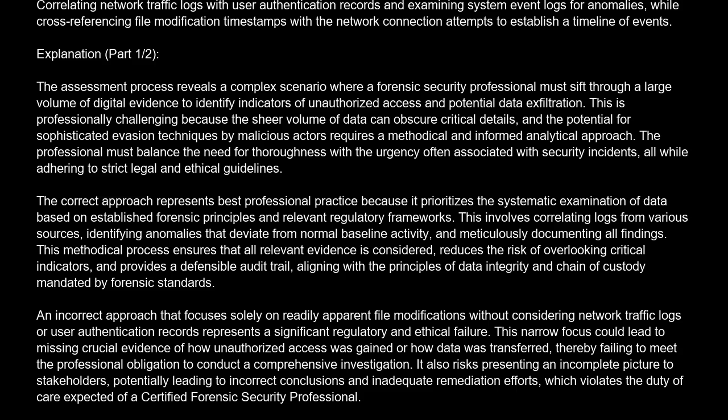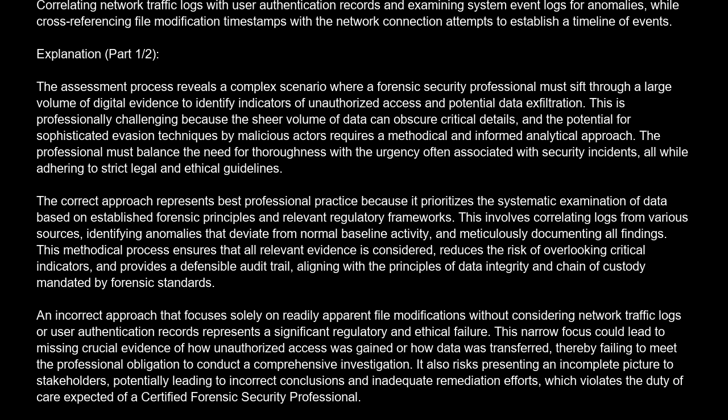This is professionally challenging because the sheer volume of data can obscure critical details, and the potential for sophisticated evasion techniques by malicious actors requires a methodical and informed analytical approach. The professional must balance the need for thoroughness with the urgency often associated with security incidents, all while adhering to strict legal and ethical guidelines.